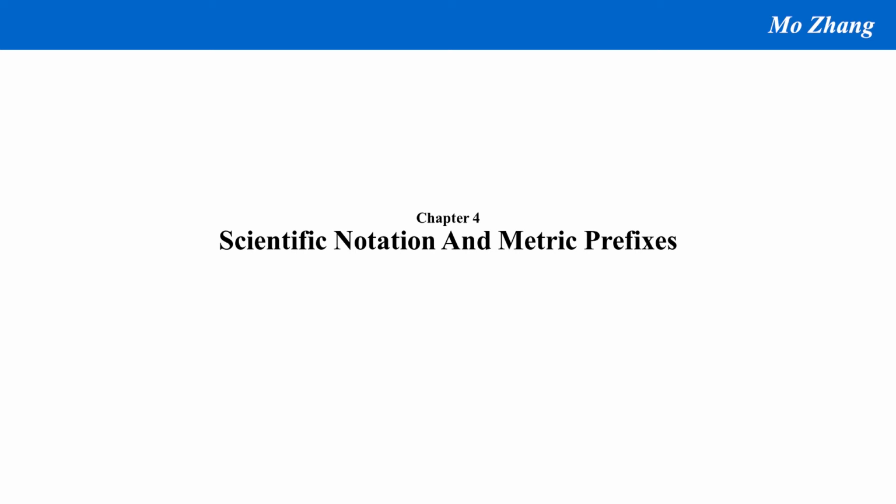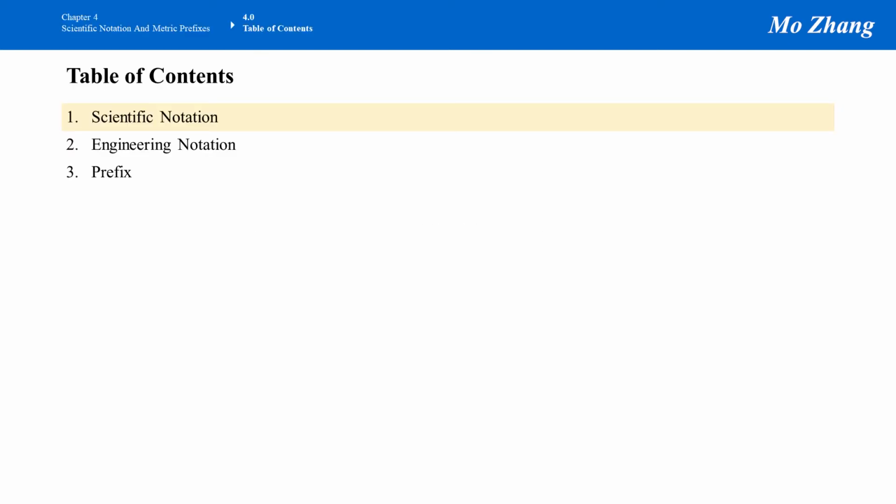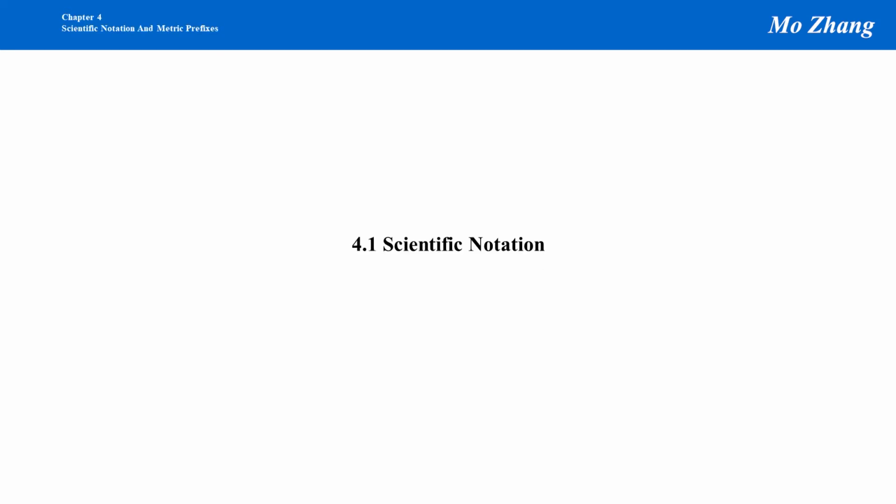This is Chapter 4, Scientific Notation and the Metric Prefixes. This chapter has three important sessions. Session 4.1 is about scientific notation. 4.2 is about engineering notation. And 4.3 introduces the prefixes. Let's begin Session 4.1, scientific notation.